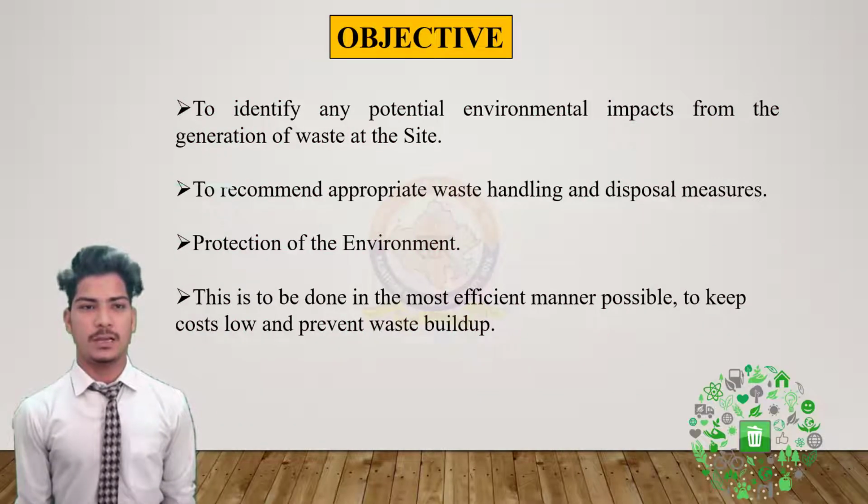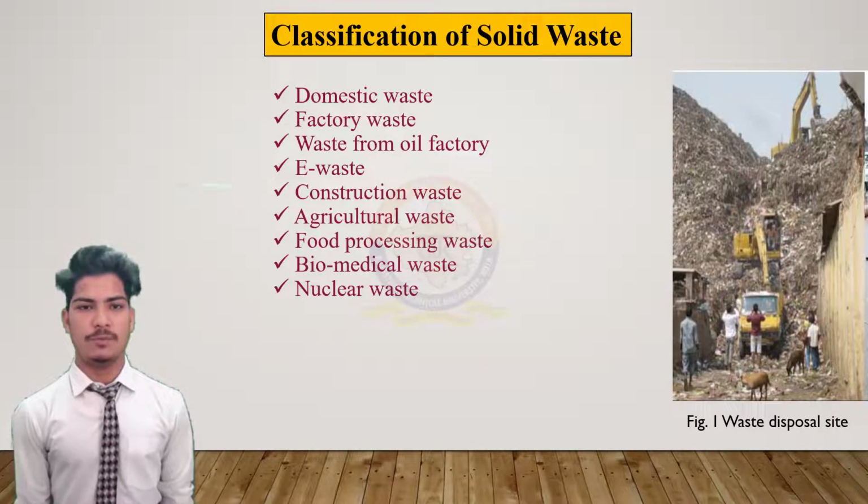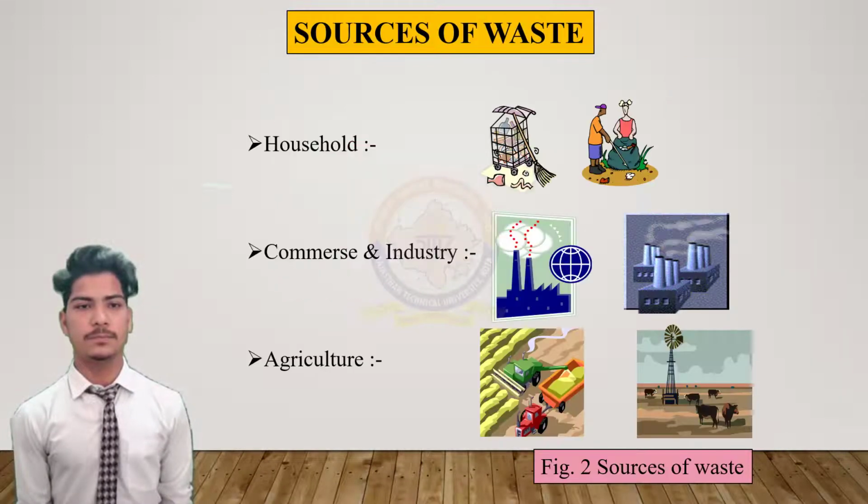The objectives of my topic are to identify any potential environmental impacts from the generation of waste at the site, to recommend appropriate waste handling and disposal measures, and protection of the environment. The classification of solid waste: domestic waste, factory waste, waste from oil factory, e-waste, construction waste, agricultural waste, and food processing waste. These are the sources of waste: household, commerce and industry, agricultural waste.